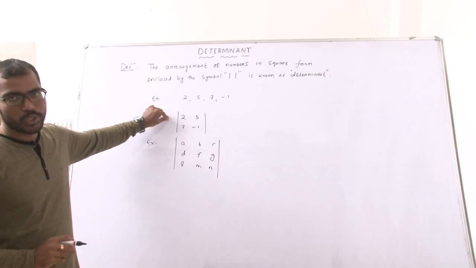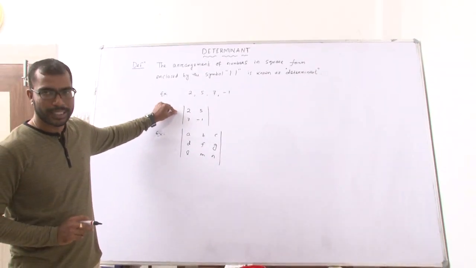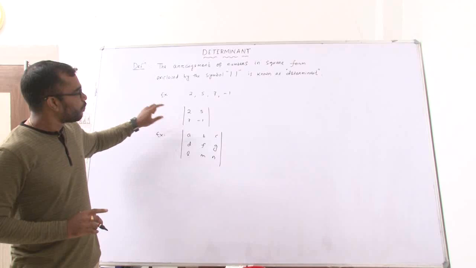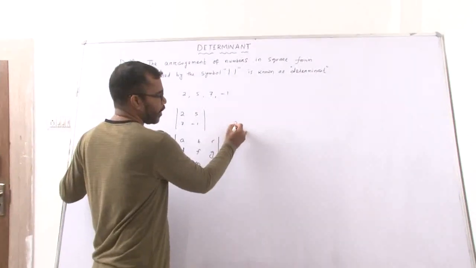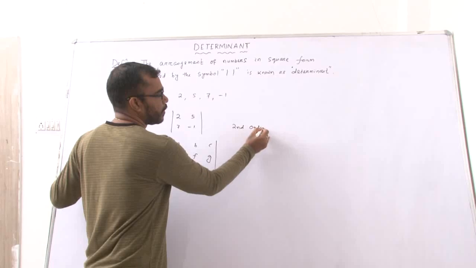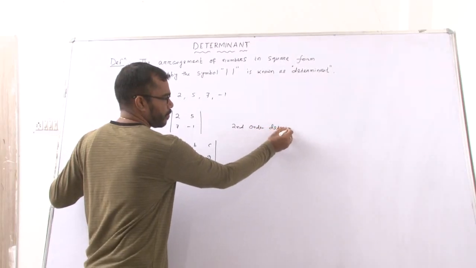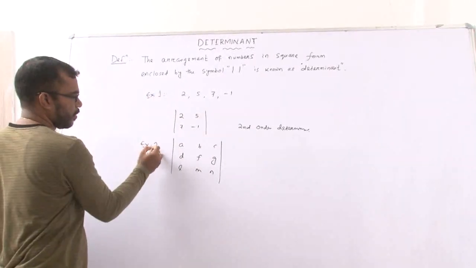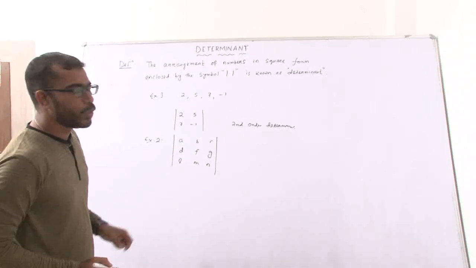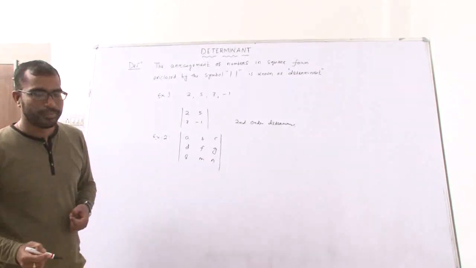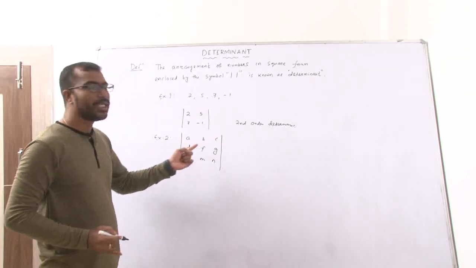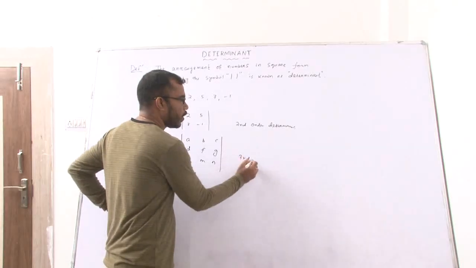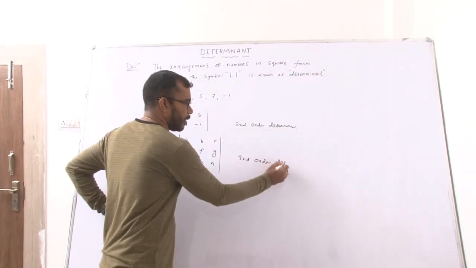So the first example is called a second order determinant because it contains 2 rows and 2 columns. So example number 1 is called a second order determinant. In example 2, it is an example of a third order determinant because it contains 3 rows and 3 columns. So it is called a third order determinant.